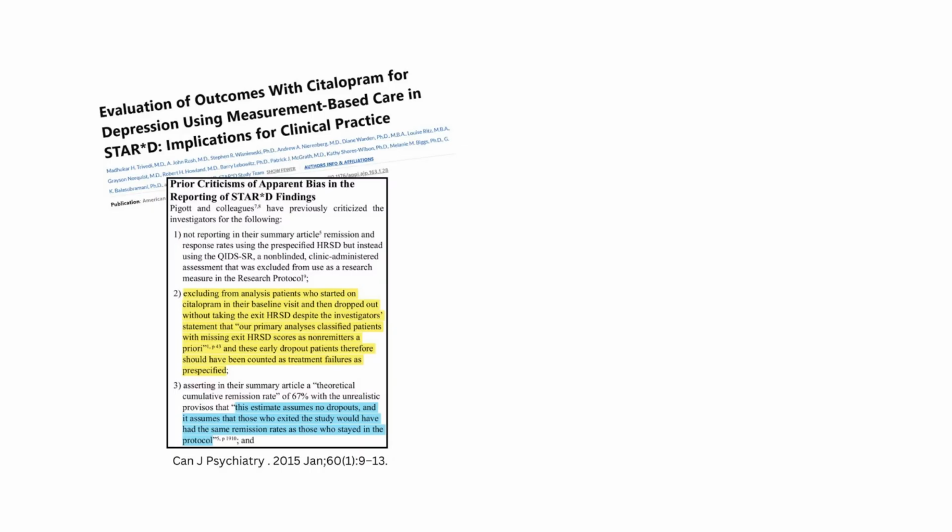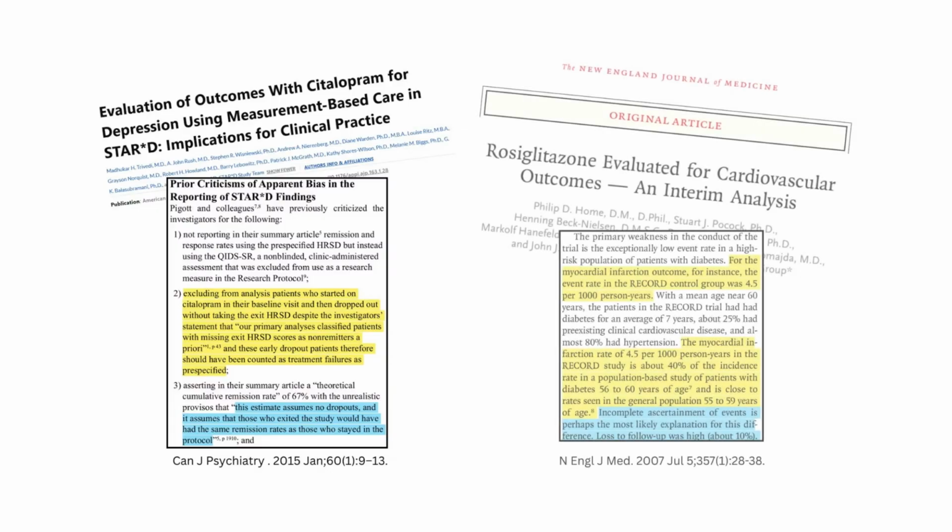A major criticism was that patients were excluded from the primary analysis if they received citalopram, but dropped out before providing their final depression scores. Those missing cases were treated as if they'd achieved similar outcomes to those who stayed. That assumption likely inflated the reported remission rates and painted an overly optimistic picture of the treatment's effectiveness.